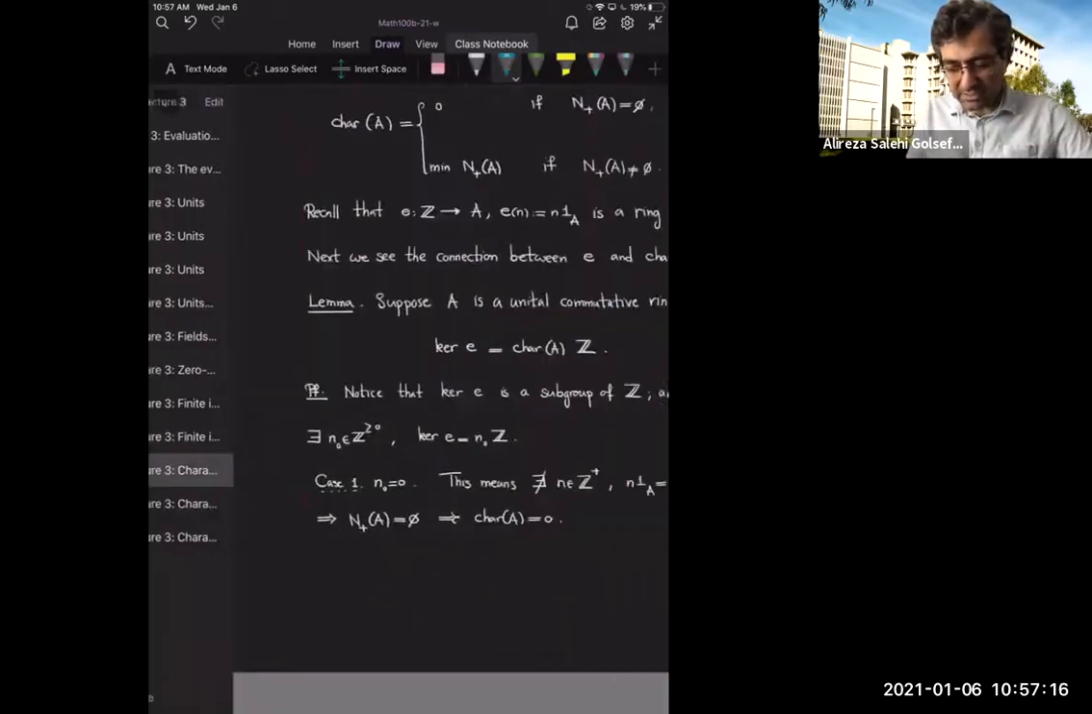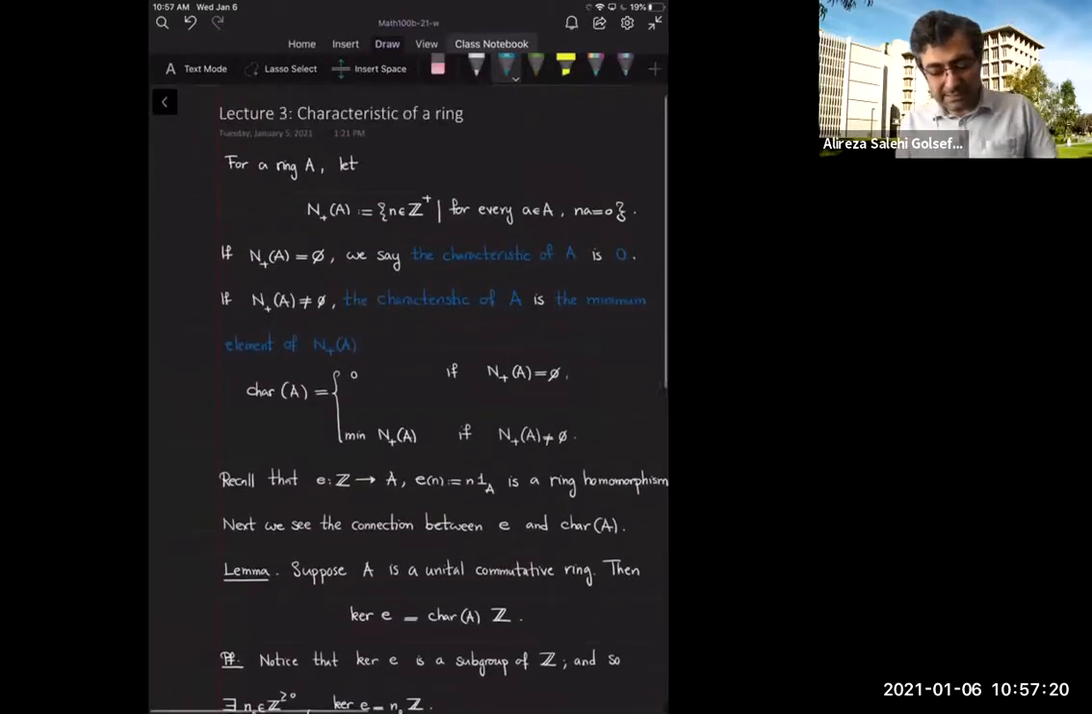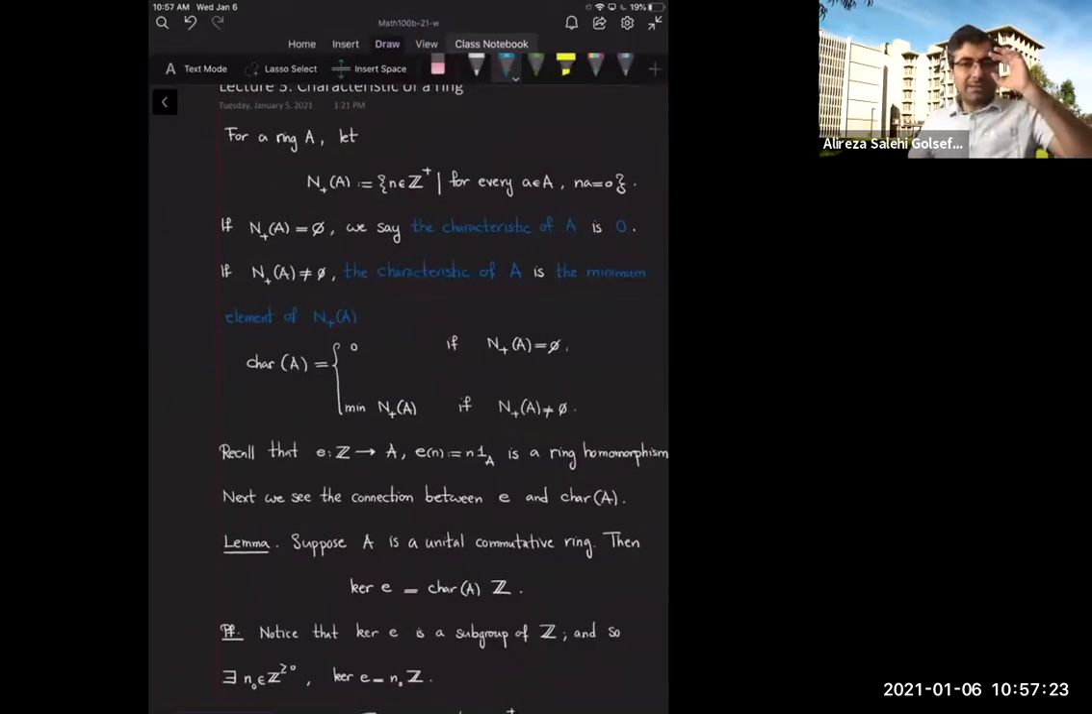So next we want to discuss what the characteristic of a ring is. Notice that if I give you a ring, if I forget about the multiplicative structure and just use the additive structure, the group structure, that can be a very good start to be able to characterize a ring. So far I was talking about the multiplicative structure, the units, and so on. Often that's harder than the additive structure of a ring.